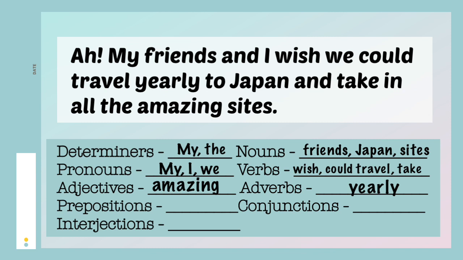We have two prepositions, to and in. One conjunction, which is and. One interjection, which is a.